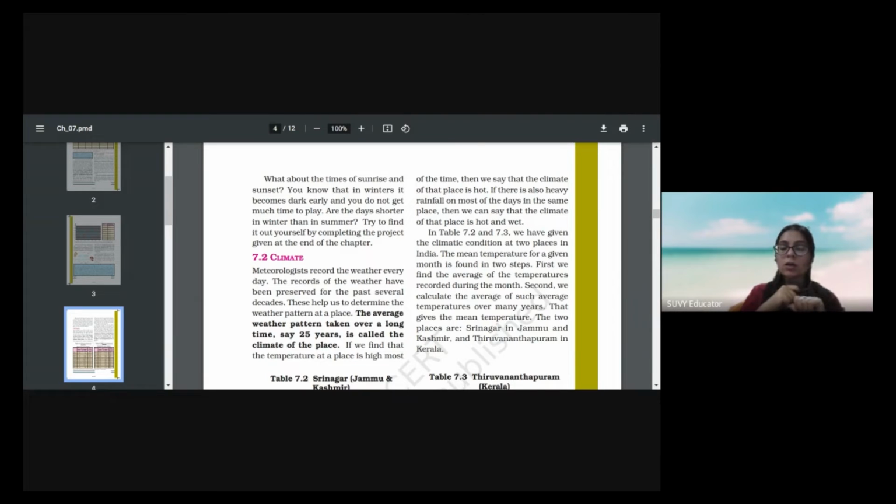There is a state called Meghalaya. In that state, very heavy rain takes place, and not even a single day goes without rain. So you can say that it is a wet region. Humidity is very high there because daily rain takes place there. Okay.